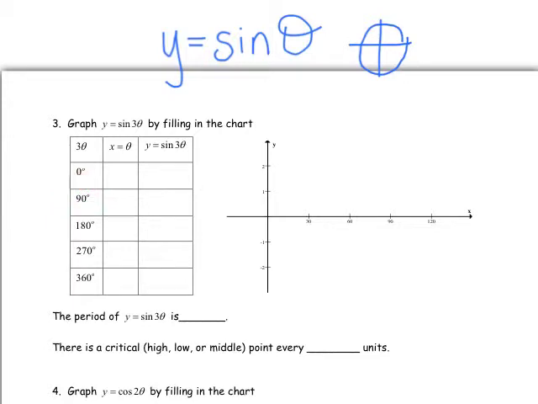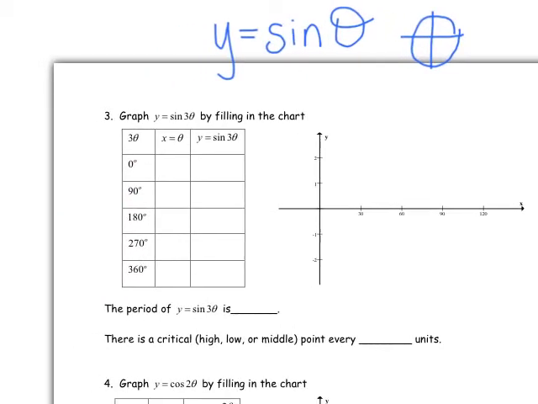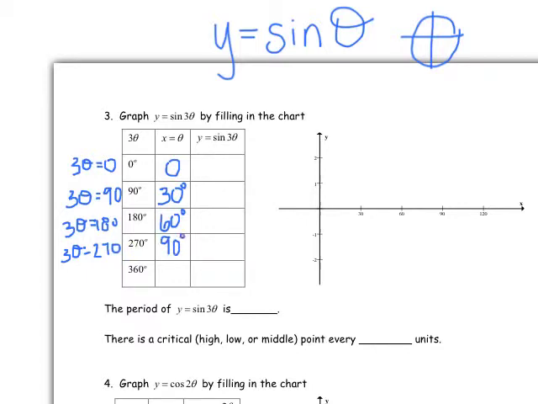If 3 theta is 0, then theta, divide by 3, is still 0. If 3 theta is normally 90, then in this case, theta is really just 30. If 3 theta is 180, then theta is 60 here. If 3 theta is 270, then now it's 90 degrees. And if 3 theta is 360, now it's 120 degrees.